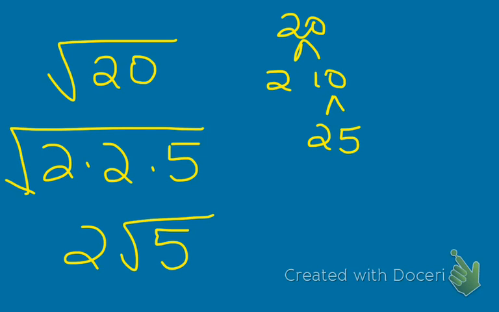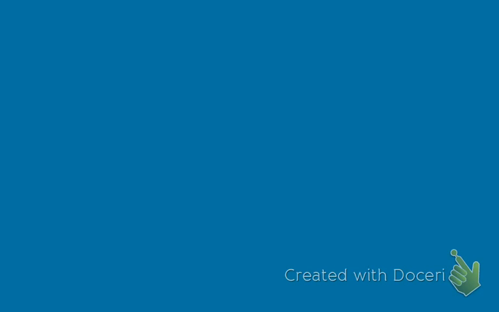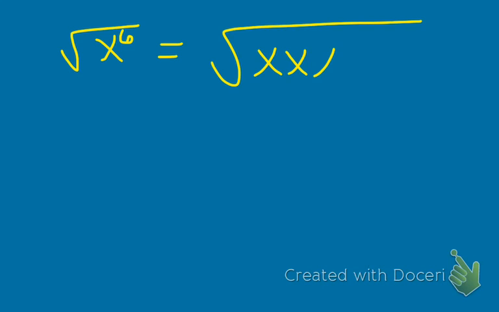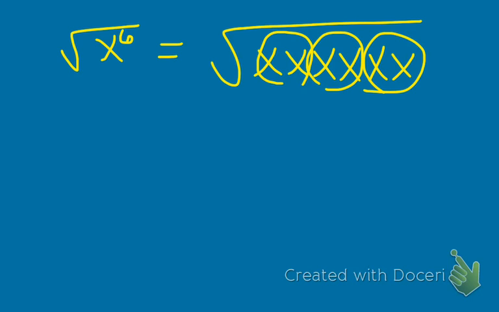So if we had a variable this time, instead of a number like 20, if we put in the square root of x to the 6th power, okay? I know what to do. x, x, x, x, x, and x. There'll be some doubles, right? So it's just going to be x to the third power, okay?